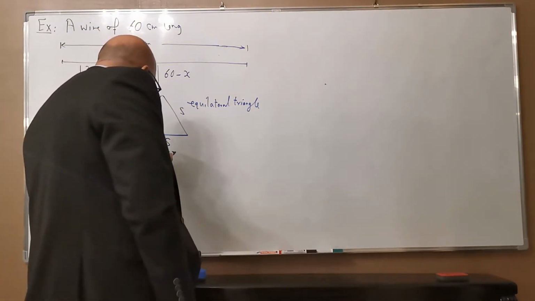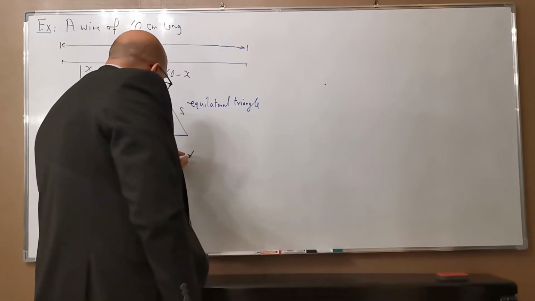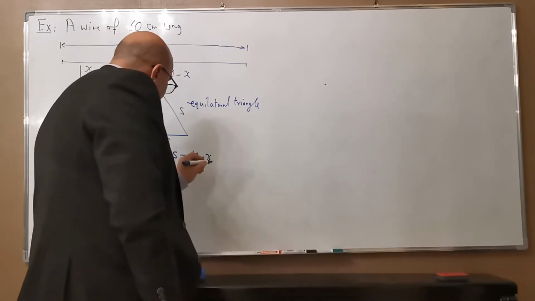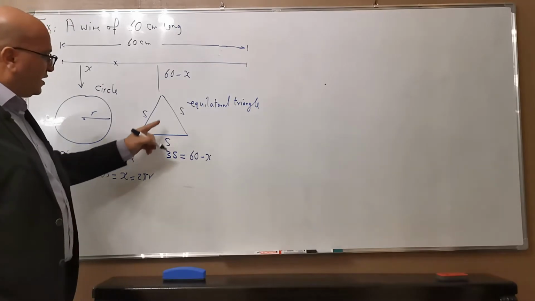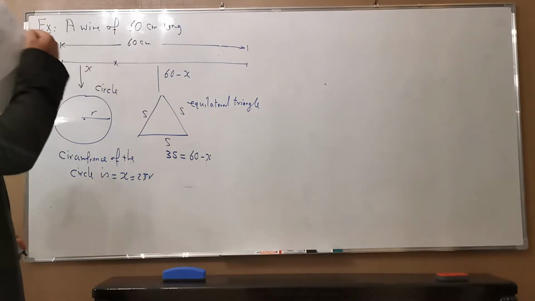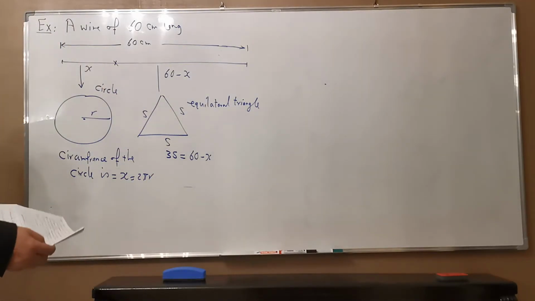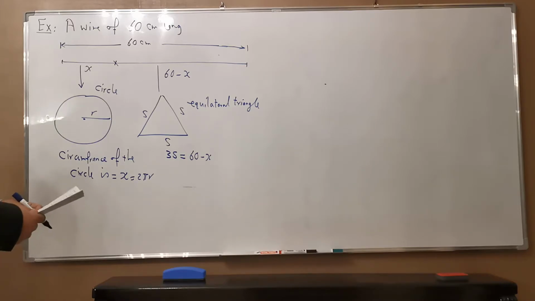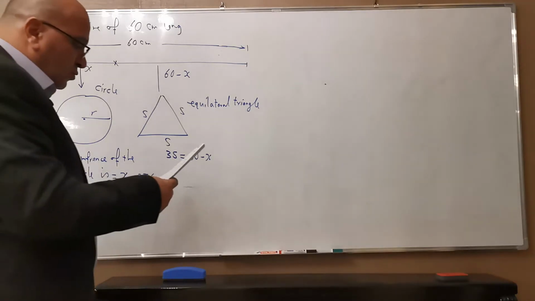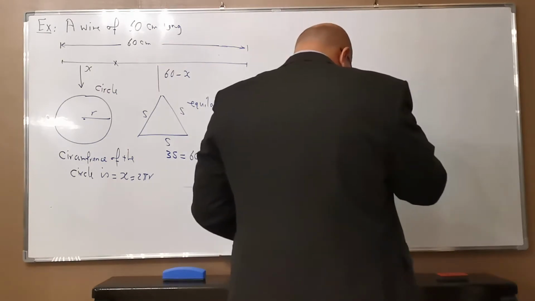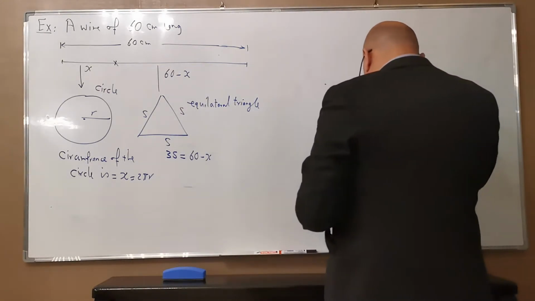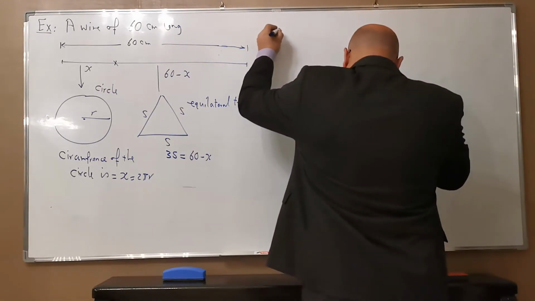3s here, 3s is equal to 60 minus x. So the three sides of the equilateral triangle is equal to 60 minus x. Okay, what we are looking for, okay, this is the statement.